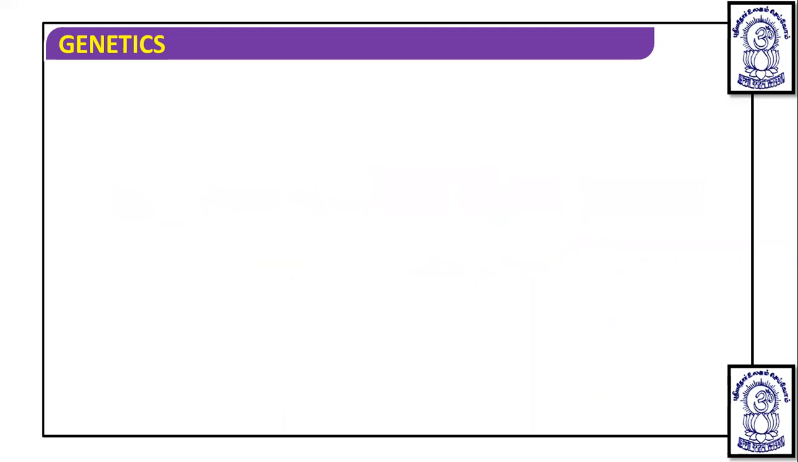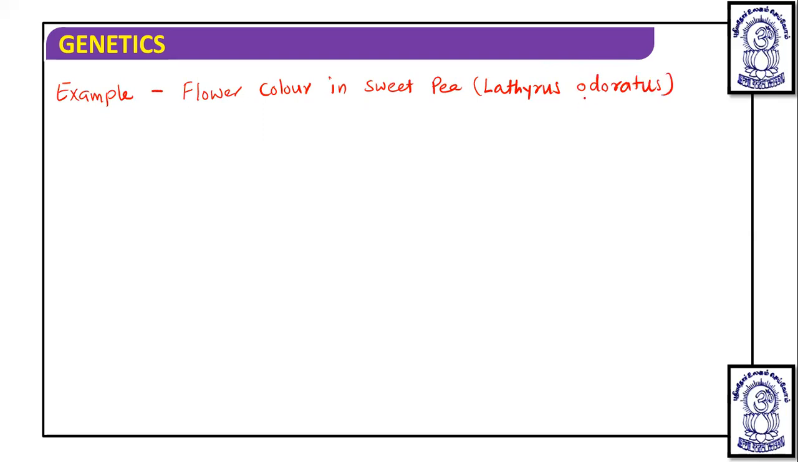To understand complementary gene interaction, we take an example: flower color in sweet pea. Sweet pea is nothing but Lathyrus odoratus.